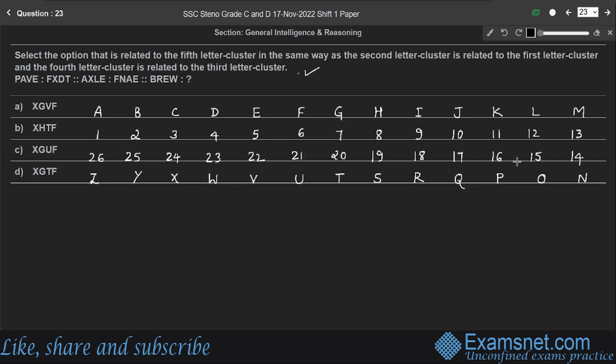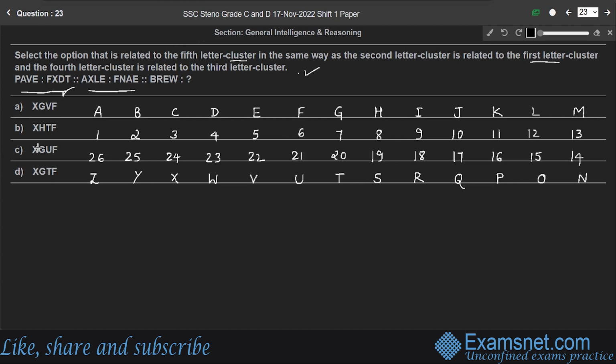Question 23. Select the option that is related to the fifth letter cluster in the same way as the second letter cluster is related to the first letter cluster and the fourth letter cluster is related to the third letter cluster, right? So here are the letter clusters. First and second, third and fourth. So we have to find the relation between them. How the first word PAVE is coded as FXDT. We have to find that.